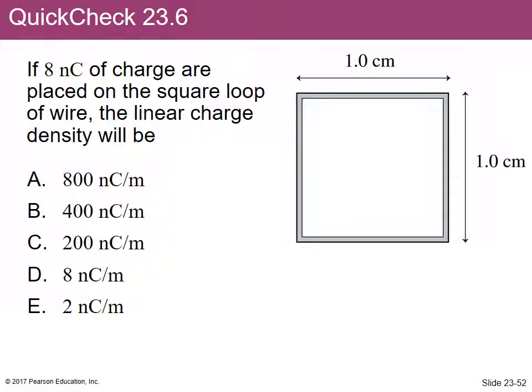If 8 nanocoulombs of charge are placed on the square loop of wire, the linear charge density will be... The answer is C, 200 nanocoulombs per meter. There are 4 lengths of wire, each 1 centimeter long.